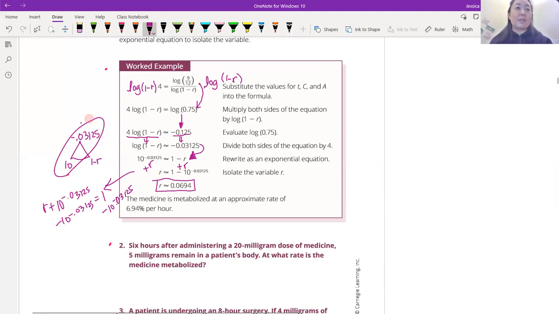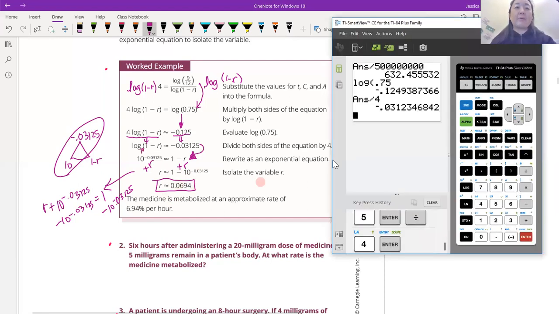So we write down 10, because remember this is base 10, and then we write 1 minus r, and then on top is the answer of the log, it's right up here. So it's going to be 10 to the negative 0.03125 is equal to 1 minus r. And then we do all that stuff. And then we're going to figure that out.